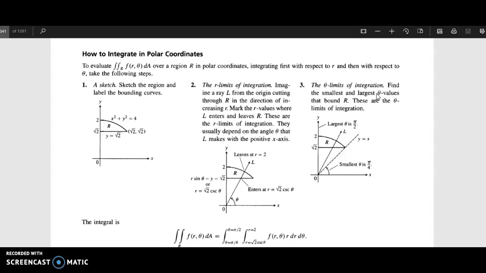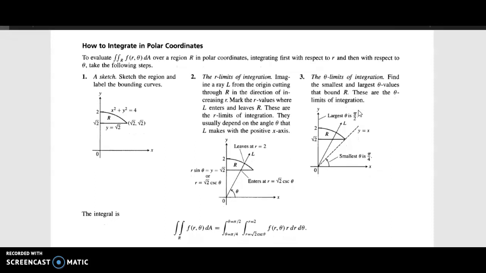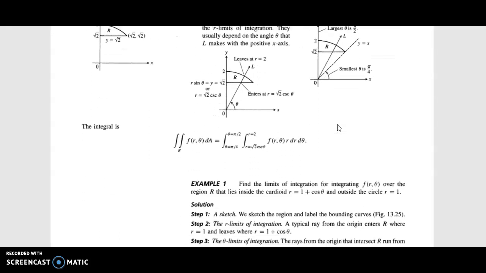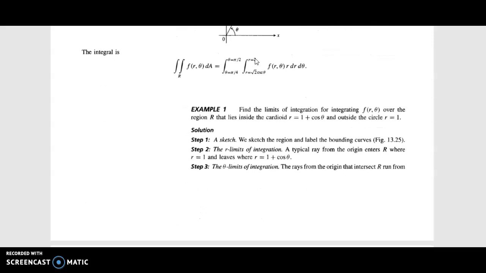Theta limits of integration: find the smallest and largest theta values that bound R. These are the theta limits of integration. Here, the integral of f(r, theta) dx dy is converted into f(r, theta) r dr d theta.